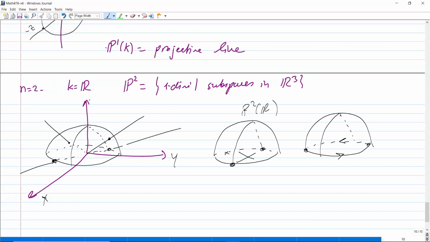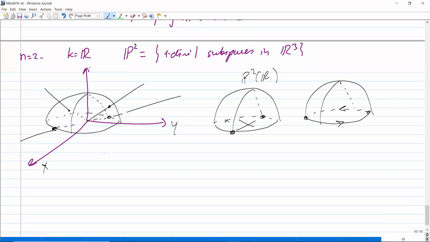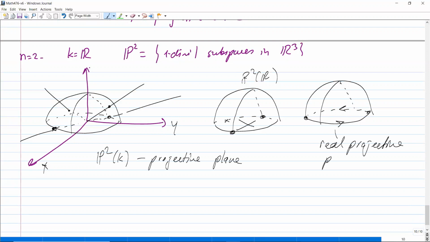Okay, that's the projective. By the way, this P2K is called the projective plane. And this is called the real projective plane, of course. This upper hemisphere, but you identify these antipodal points, the opposite points on the boundary.